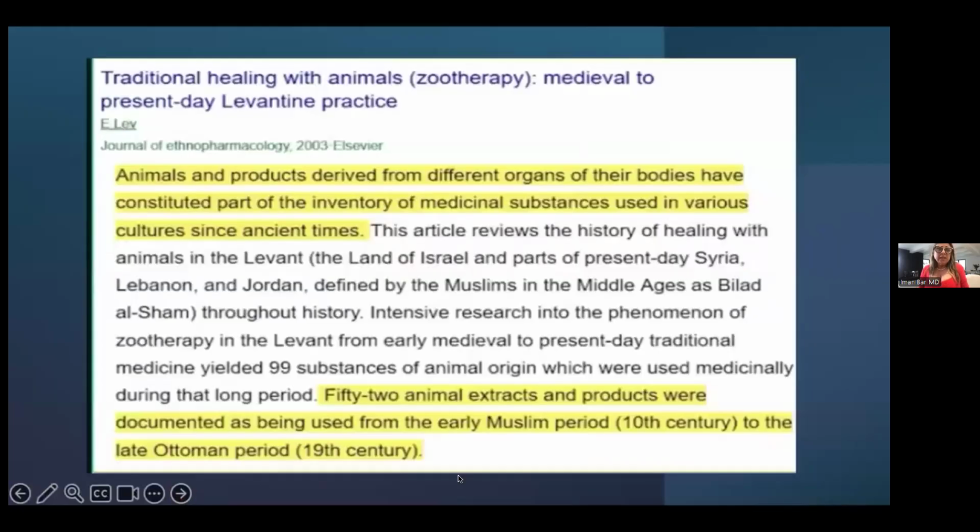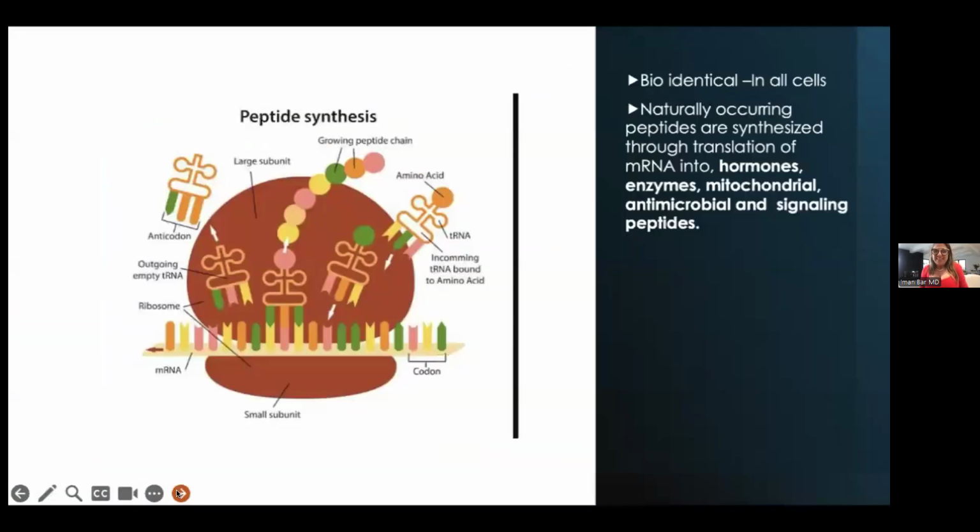So the history of peptides goes back to really medieval times. They are mostly amino acids, and that's the origin of it, that were derived from animal organs. So the organs have been pulverized or put into capsules, or people ate them because they knew there's benefits, whether it's a liver, where this has happened over the years in so many cultures. Even the Chinese have done that. So there are 52 animal extracts that are produced that are documented even since the 19th century, the Ottoman period, which is where I came from. Anyway, so peptides are bioidentical to our cells.